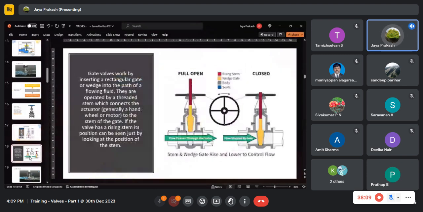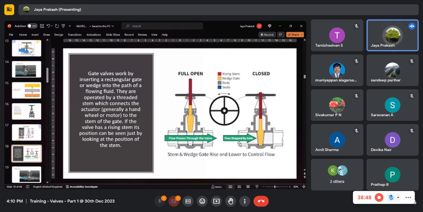Gate valves, as I said, work by inserting a rectangular gate or wedge into the path of a flowing fluid. They are operated by a threaded stem, again like a globe valve, which connects the actuator or hand wheel to the stem of the gate. If the valve has a rising stem, its position can be seen just by looking at the stem. If the stem is rising up, you know that the valve is open. If the stem is almost near the handle, you know that it is almost closed.